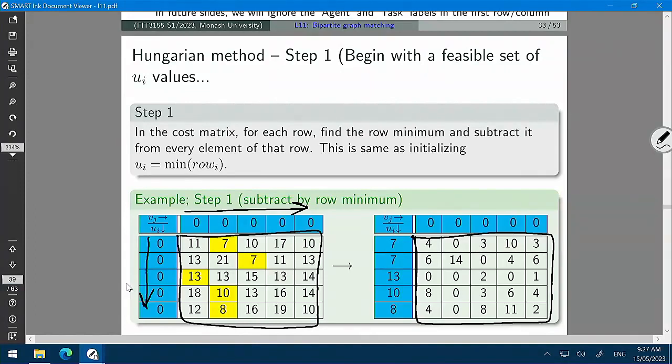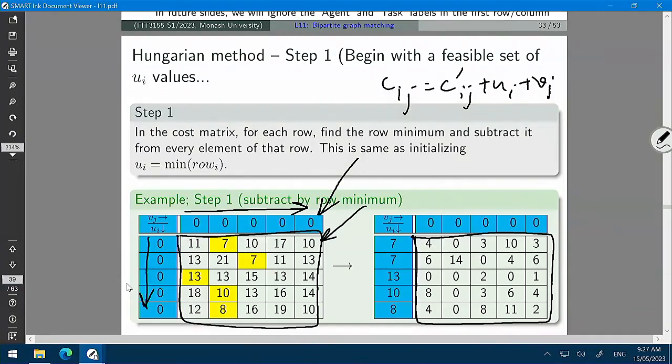So we are always going to maintain Cij equals C prime ij plus Ui plus Vj. That's what we're going to maintain no matter what. First step: we are right now here in the cost matrix. This is the original cost matrix, isn't it? That's what the cost matrix is when we have not started the algorithm.